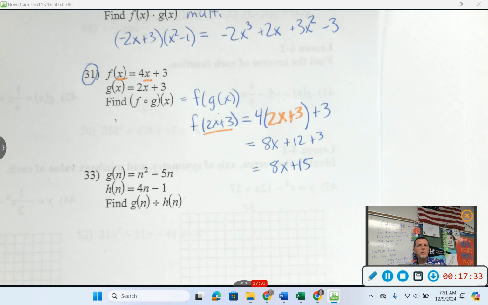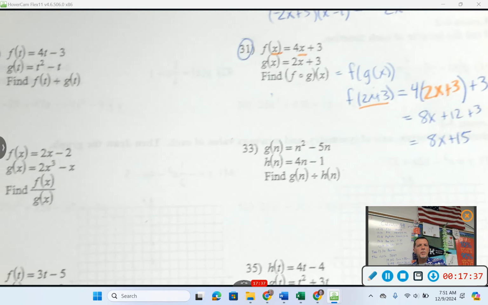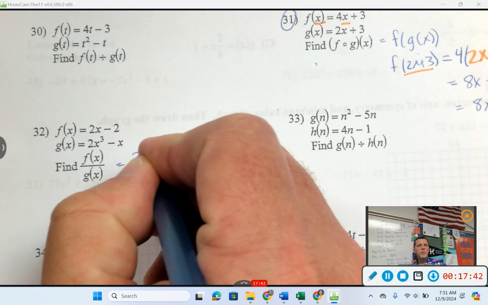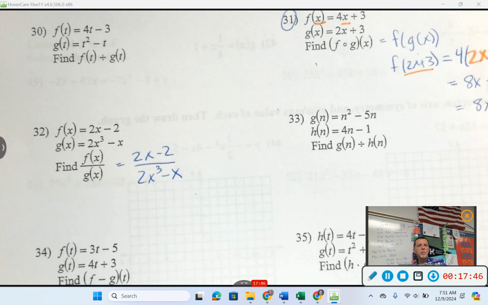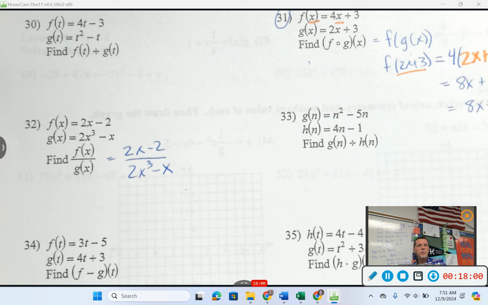Yeah, 32 is dividing. So 32 is, yes, that's exactly right. Half the time, including this time, you can't do anything. So that's the answer. There's nothing that will reduce. So that's as good as it gets. Same thing happens on 33.